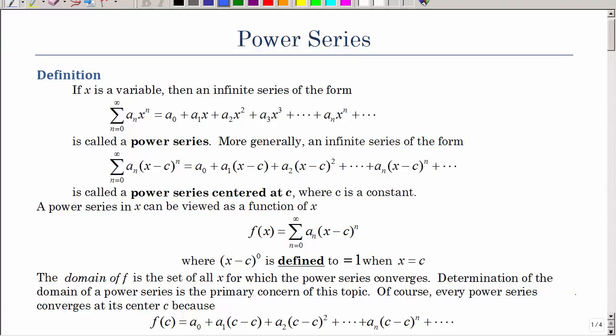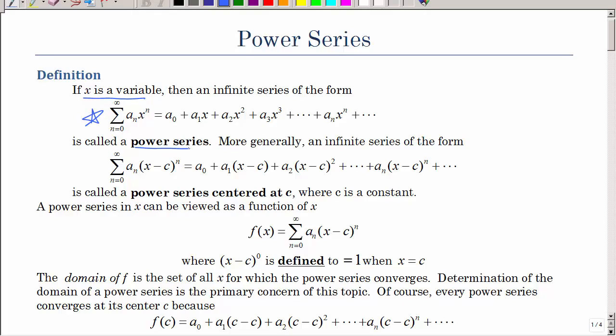In this video, we will be investigating power series and finding the values of x for which this power series converges. So let's define what exactly is a power series. If x is a variable, then an infinite series in this form is called a power series.